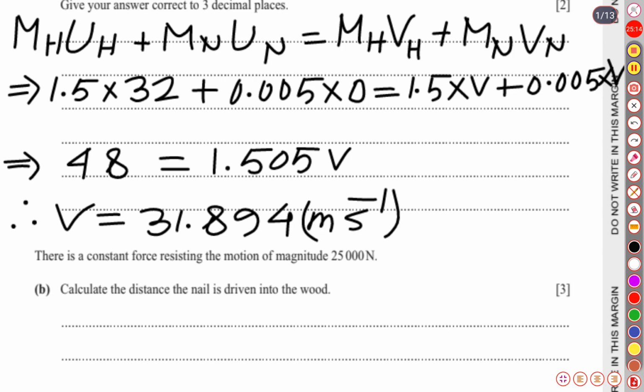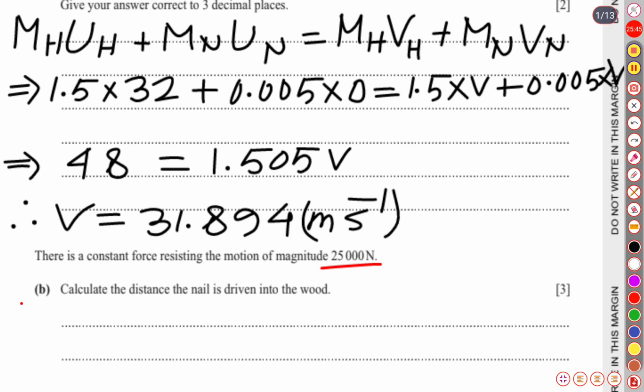Then let's see what B says. B says there is a constant force resisting the motion of magnitude 25,000 Newton. Calculate the distance the nail is driven into the wood. So for distance, we always opt for the SUVAT formula. It belongs to kinematics. But before that, the SUVAT formula always requires acceleration. So let us find the constant acceleration. And for acceleration, we always apply the concept of the motion law.